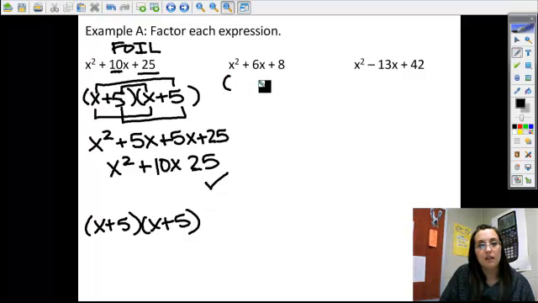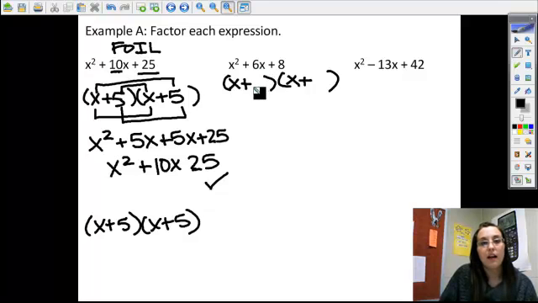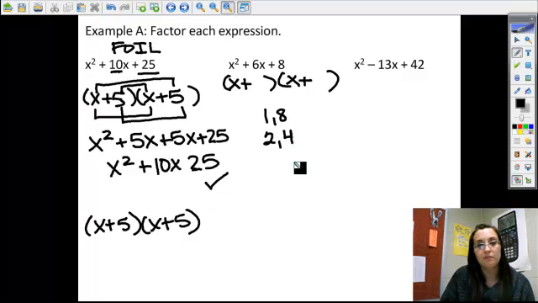It's plus 8. So I know that it's either going to be x plus something or x minus something. Always start with your x in the first spot. Since it's a positive 8 here, and I'm going to add this in a positive term here, I know they're both going to be plus because I have to add positives to get this term. And I know that these two terms have to add to give me 6. So I need to think of the factors of 8. They're 1 and 8, 2 and 4, and that's it.